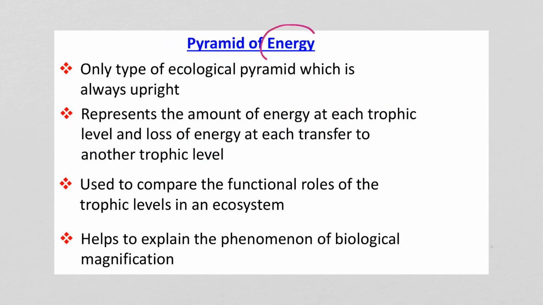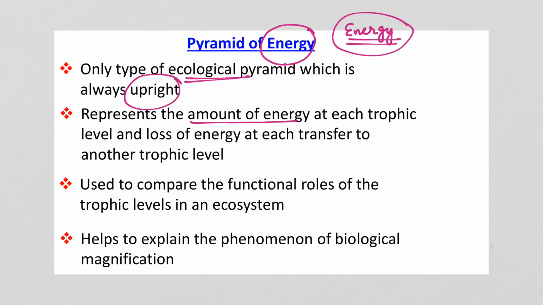Next, the third one is the pyramid of energy, and this is one type of ecological pyramid which is always upright. This concept should be very clear. In the case of numbers and biomass, it can be either inverted or upright, but the pyramid of energy is always upright. It represents the amount of energy at each trophic level and the loss of energy at each transfer to another trophic level.